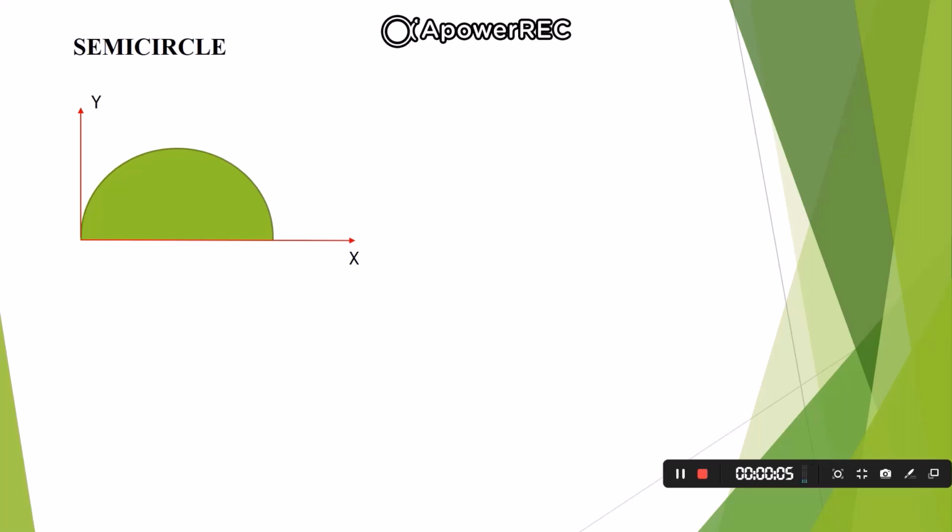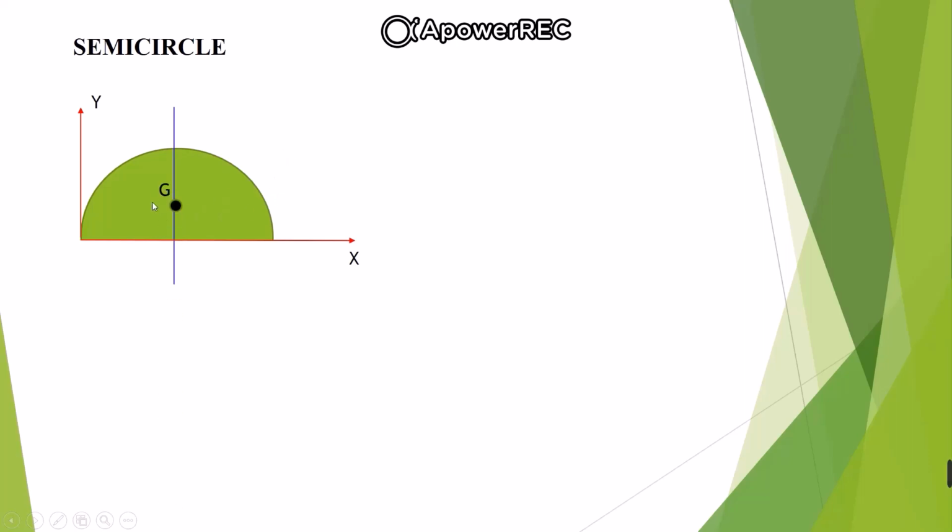So here also, to locate the centroid, first identify the reference x and y axis. Then draw a vertical line passing through the center of the semicircular section. You can see that the semicircular section is symmetrical about that vertical line, which means CG lies anywhere on this line, right? So I'm going to mark the CG as capital G, and that will be at a distance of r from the y-axis and 4r by 3 pi from the x-axis.